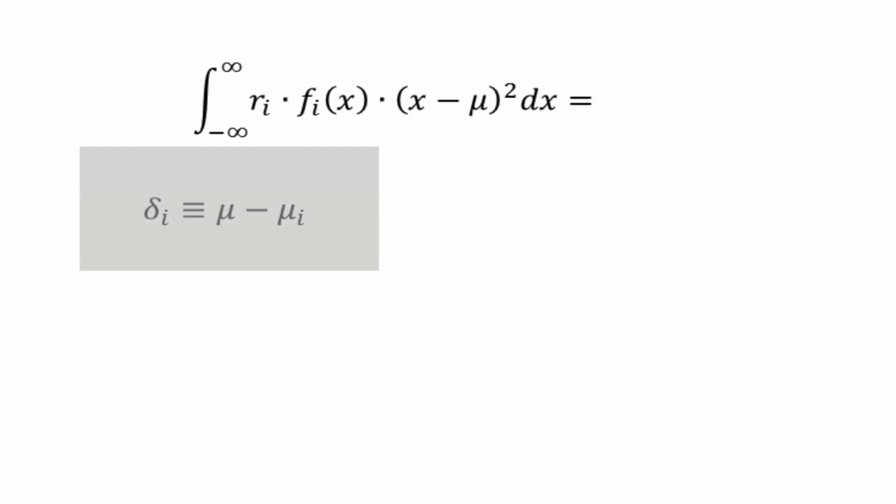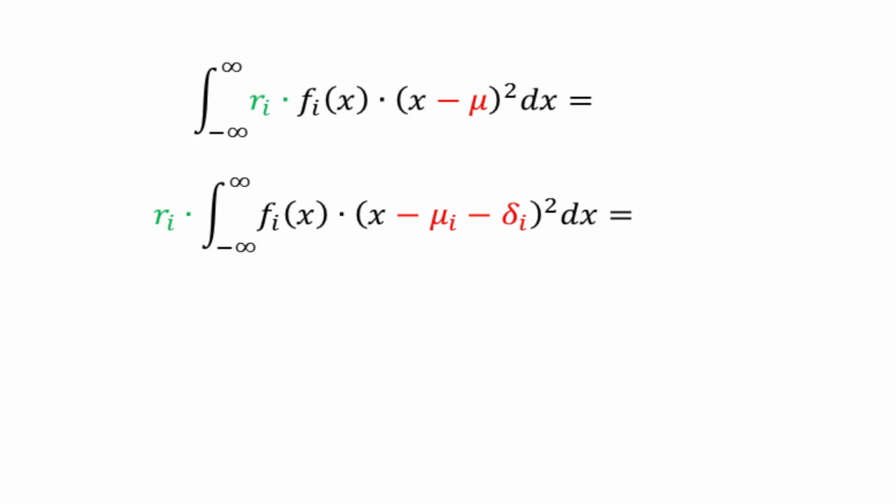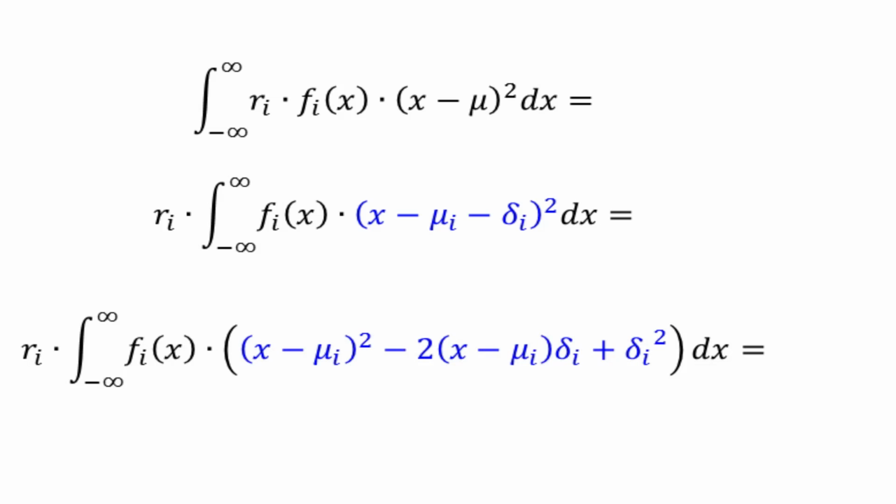Let's introduce the distance between the global mean mu and the local mean of distribution I, mu sub I, as delta sub I. Then, for x minus mu, we can write x minus mu sub I minus delta sub I. And let's substitute that into our integral and take the constant r sub I to the outside. Now, let's multiply out the square, at least partially, which then looks like this.